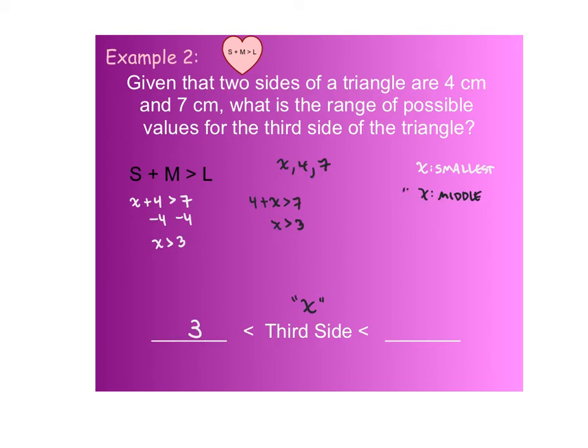What you want to use is the largest. Let's say that x is the largest value in those three lengths. So if x was the largest, then we would say that 4 plus 7 has to be greater than x. So that means x has to be less than 11. So the upper bound for the value of x is 11. X has to be somewhere between 3 and 11. Can't equal 3, can't equal 11.